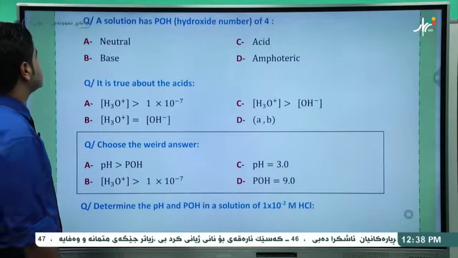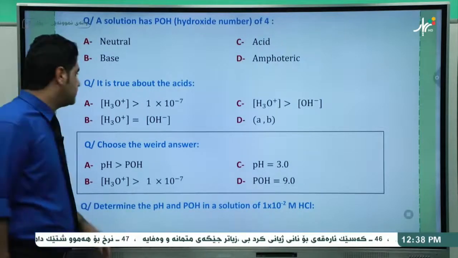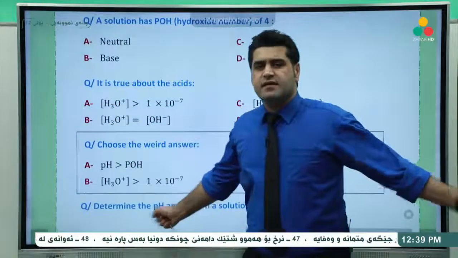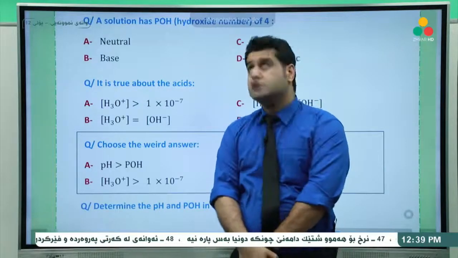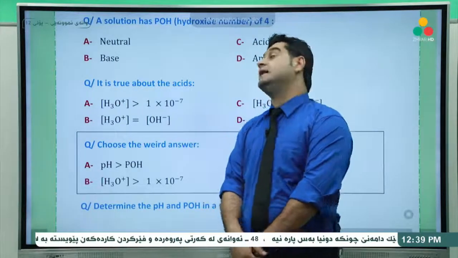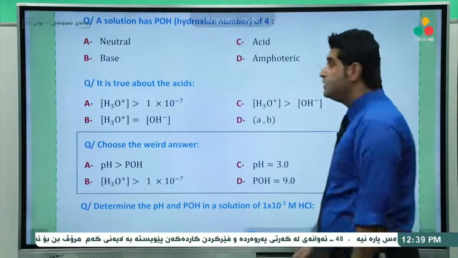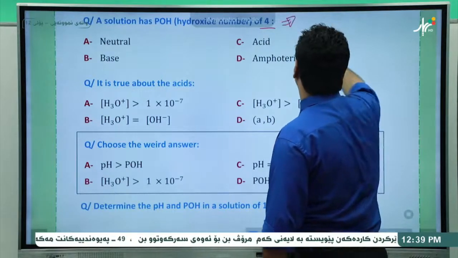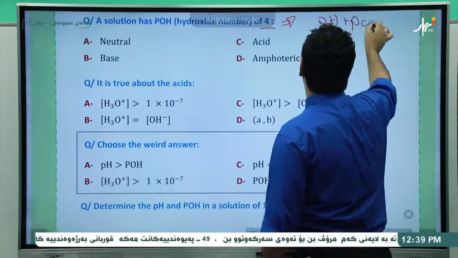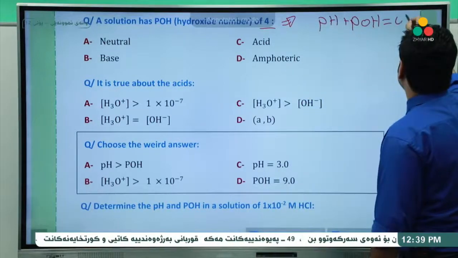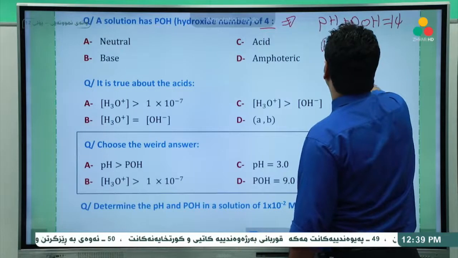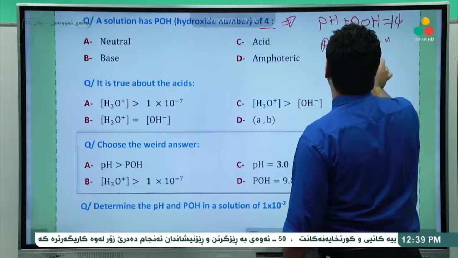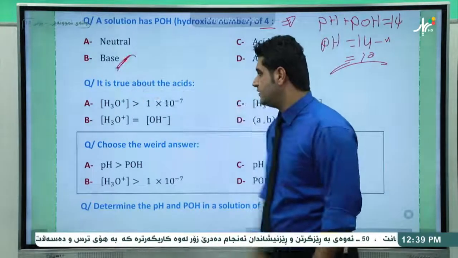Let's answer. A solution has a pOH, hydroxide number, of 4. Do you remember? To decide whether the solution is acid or base, we should use hydronium or hydroxide? Hydronium. And here, we should use pH instead of pOH. Well, pOH is equal to 4, converted into pH number. pH plus pOH is equal to 14. So if pOH is equal to 4, then 14 minus 4, pH is equal to 10. Oh, it's base.